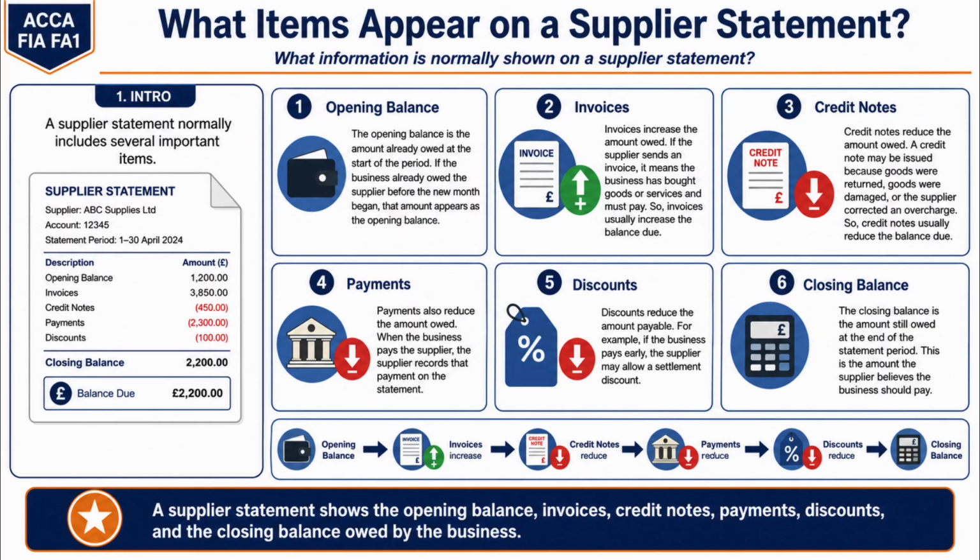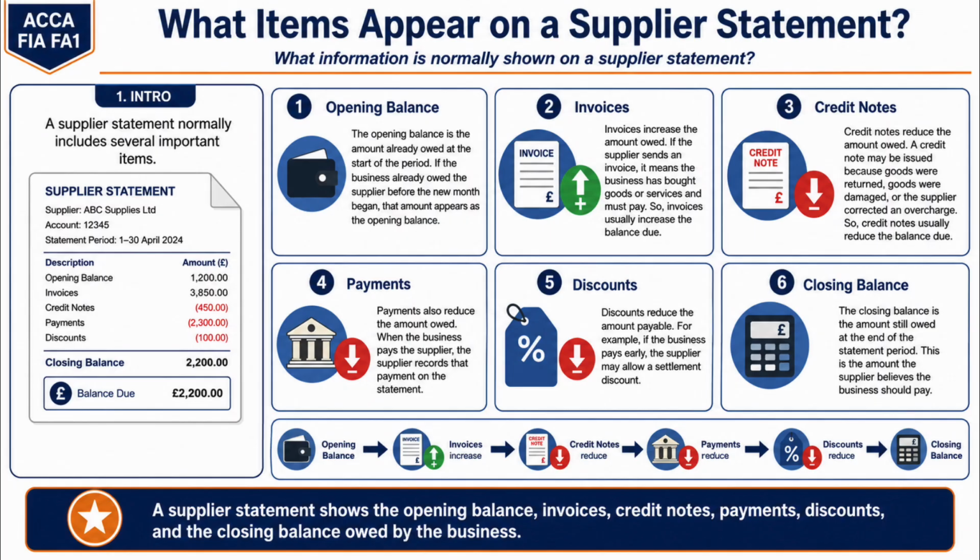For example, if the business already owed the supplier before the new month began, that amount appears as the opening balance. Invoices. Invoices increase the amount owed. If the supplier sends an invoice, it means the business has bought goods or services and must pay, so invoices usually increase the balance due.